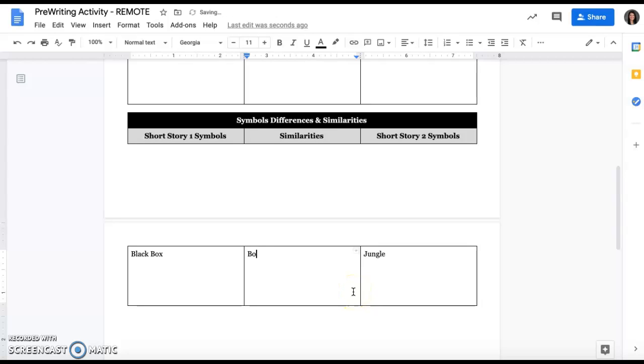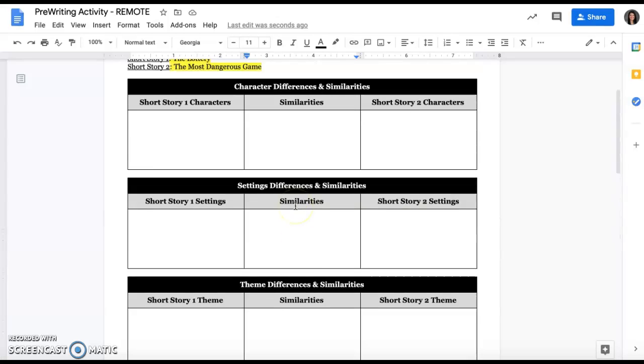Well, both lead to death. Right? We see the black box leading to death of Tessie, and then the jungle leading to the death of many other people before Rainsford. And then some more similarities. Let's think here. I think both are a little mysterious, right? The jungle is mysterious because it's kind of wild, untamed, and the black box is mysterious because no one can really remember where it came from.